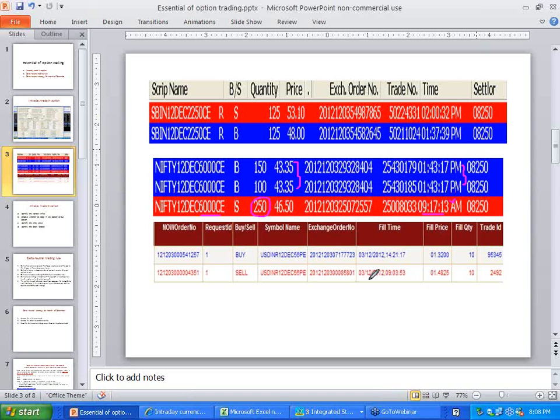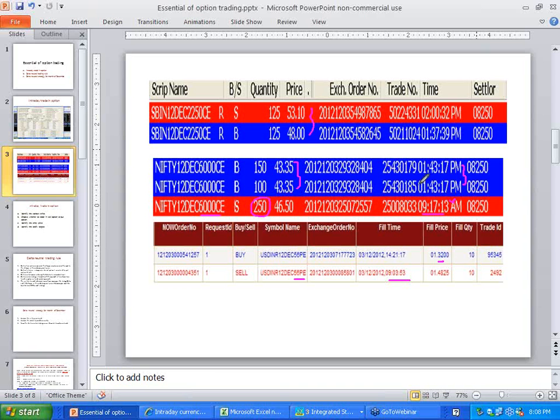Same way, I have also done one currency option trade, a 56 put option. I sold first, at 9 o'clock 3 minutes, in the opening trade itself, at 1 rupee 48 paisa, and I covered it at 1 rupee 32. I sold first, bought next.